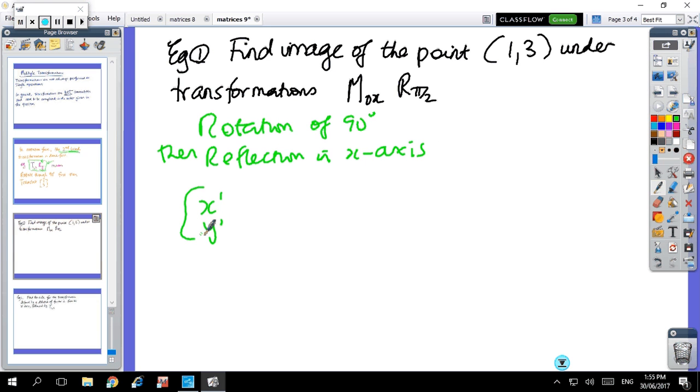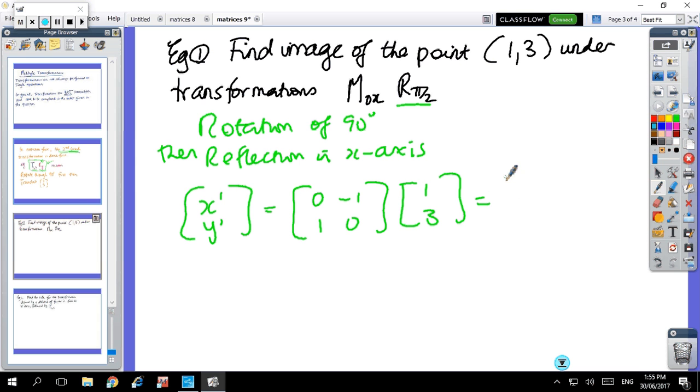So the first one is, we've got x dash y dash. Now I've got in my notes the rotation through 90 degrees. I've got it as 0 minus 1, 1 0, times 1 3, and then when you do that calculation, I got the answer as minus 3 1. So basically what's happening, if you are looking at geometry, we've got 1 3, which is there, and it's being pushed up to minus 3 1.